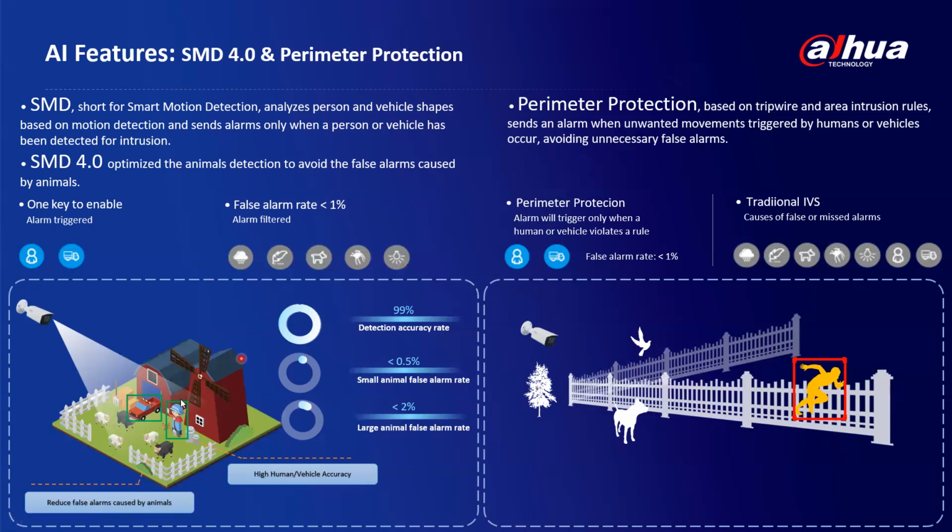So we have the following. For example, this could be a farm. In a farm, we have a number of animals and some other items. So in the farm, we have a combination of animals, the farmers who are humans, and again, the vehicles, just to facilitate the functionalities of the farm itself. So this product will only produce alarms based on the vehicles and the human beings, filtering out all the animals, because they would end up producing false alarms. So we have a 99% accuracy rate because of smart motion detection 4.0.